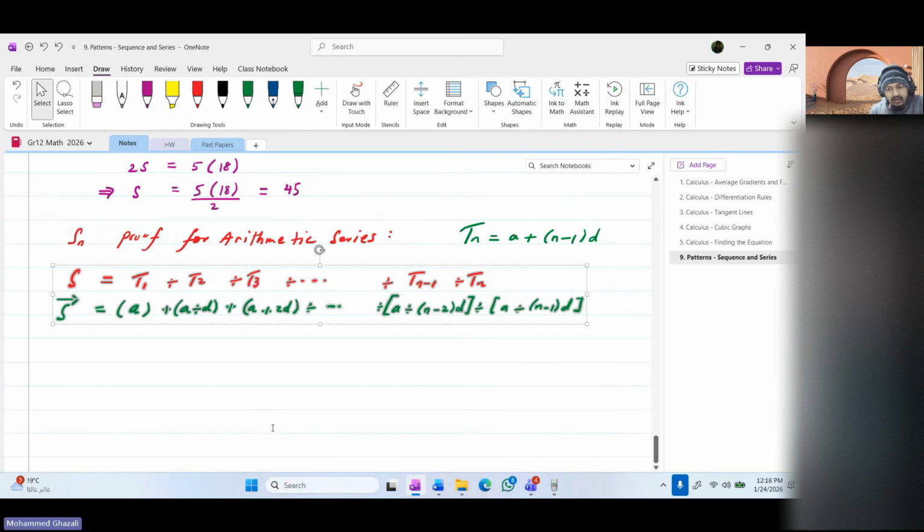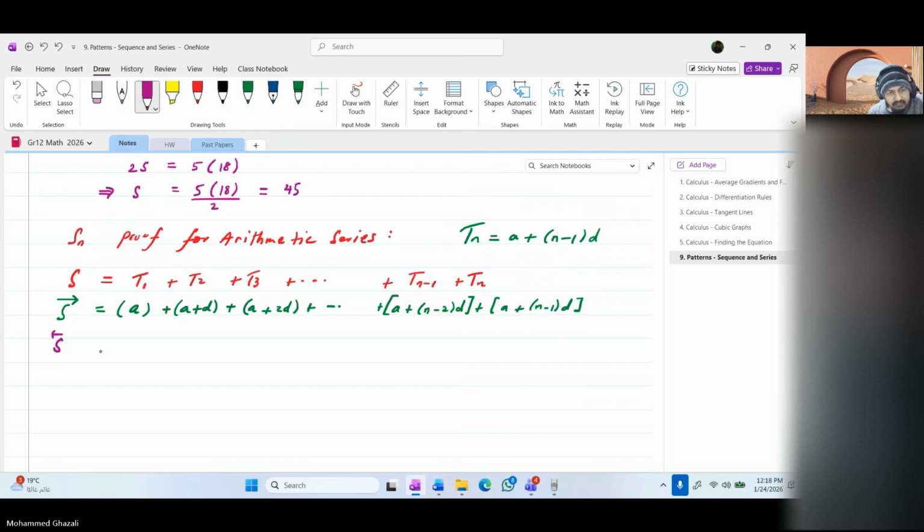Now I want to go and write down the backward sum. The backward sum will be adding up, see, Tn. What is Tn? a plus n minus 1 d, plus, what's Tn minus 1? I need to write this one next. a plus n minus 2 d, plus dot dot dot plus, I'll just write the last term. So a plus d, because I'm writing everything backwards, plus a.